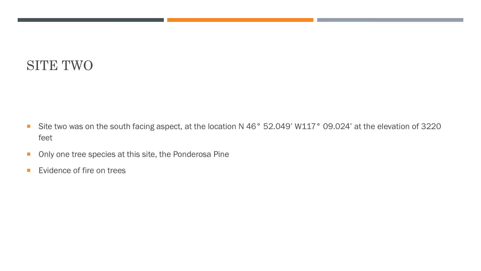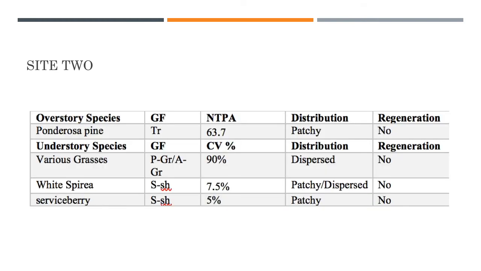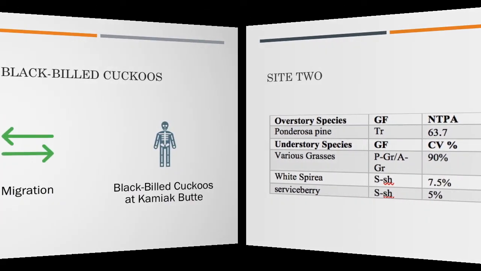There was only one overstory species in this site, the ponderosa pine, with two trees in the entire site, giving the south-facing aspect 63.7 trees per acre. The understory was mostly dead plants, including various grasses, white spirea, and serviceberry. The various grasses accounted for 90% of the ground cover, with the rest of the site having no understory cover or exposed quartzite rock. The white spirea and serviceberry only covered small patches of the site, accounting for 7.5% cover for spirea and 5% cover for serviceberry.